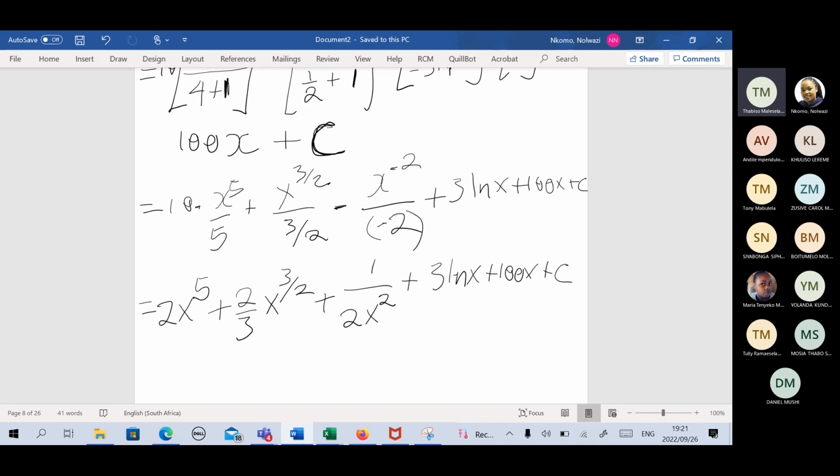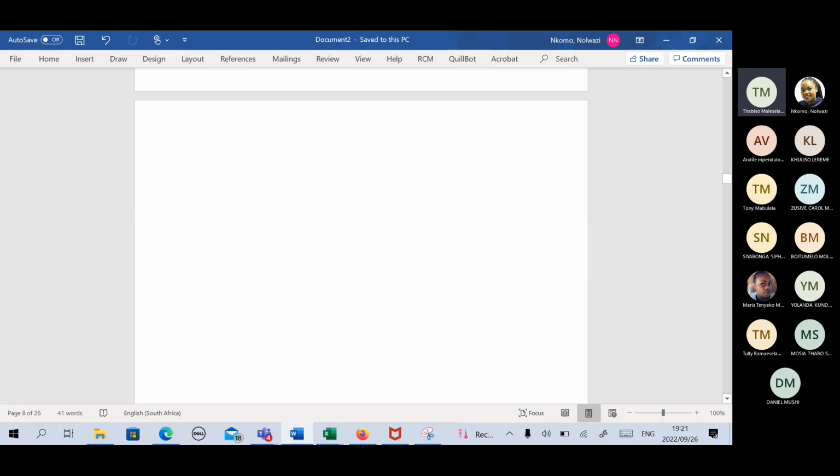Please explain the 2 over 3 times x to the power 3 over 2. How did the number swap around?